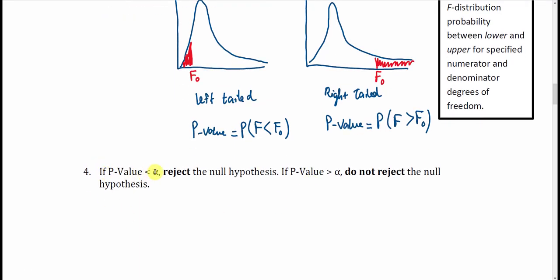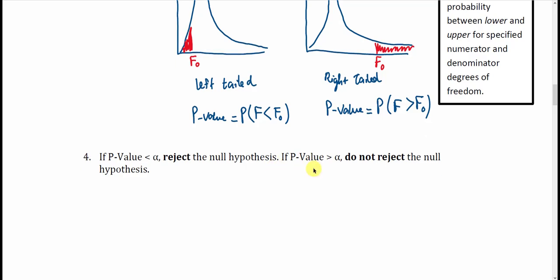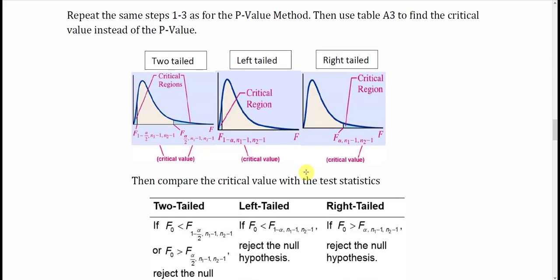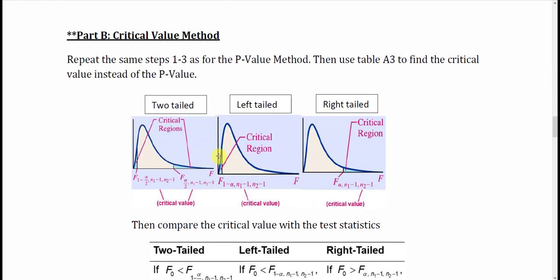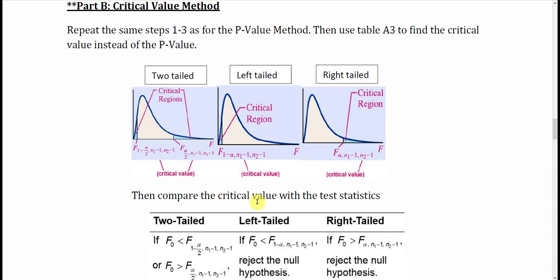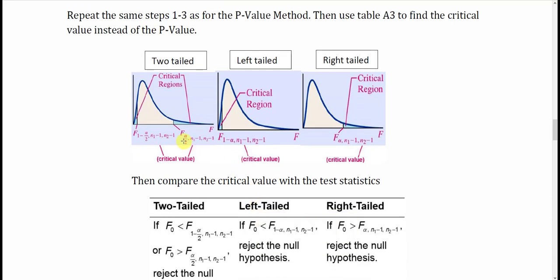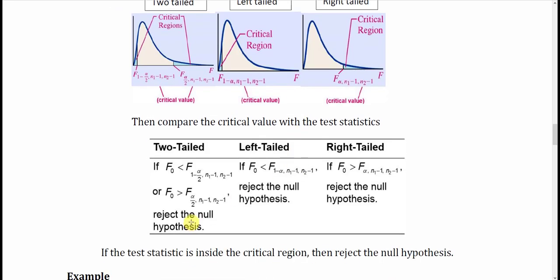If the p-value is less than alpha, we reject the null hypothesis. If the p-value is bigger than alpha, we do not reject. We can do the same thing using critical values. In this case, all you do is find the critical value and check whether the test statistic is in the critical region. If it's inside the critical region, then we reject the null hypothesis.